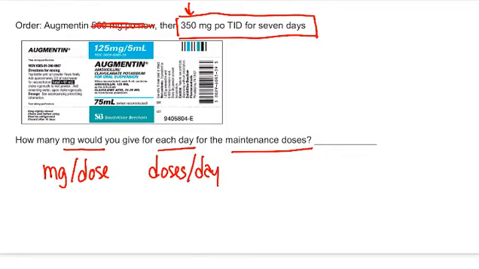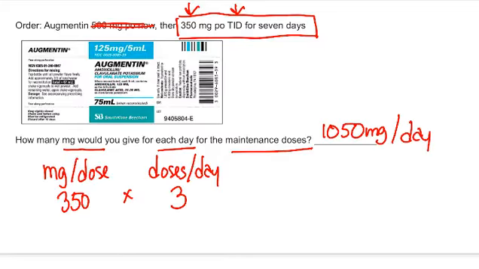And I know that I'm giving 350 milligrams per dose. How many doses a day am I giving? I'm giving it TID, so I know that that means 3 doses per day. So 350 times 3 equals 1050 milligrams per day.